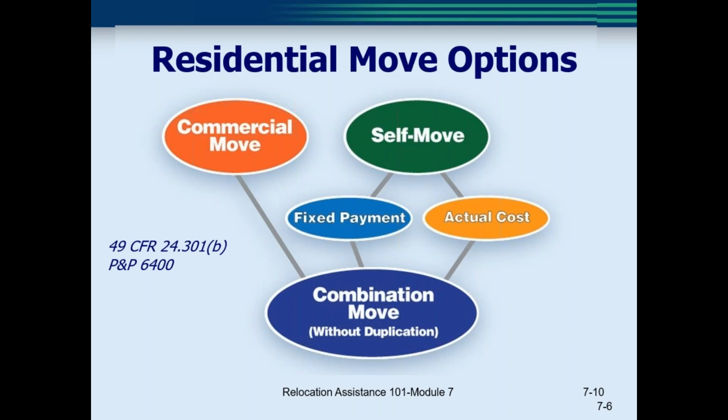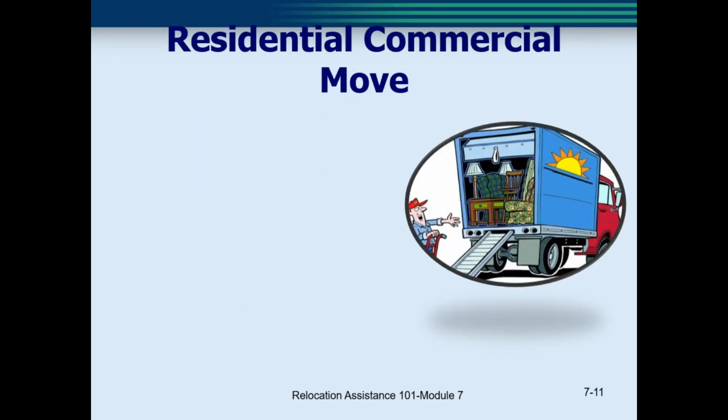So let's talk about the commercial move. A residential displaced person can elect to have a commercial move and have a professional mover come in and complete the move. Now, ODOT uses bids to determine the reasonable cost for this move. A bid is a firm, fixed price for a given moving job. All bids must be prepared not to exceed and need a signature of a mover on the bid or estimate.